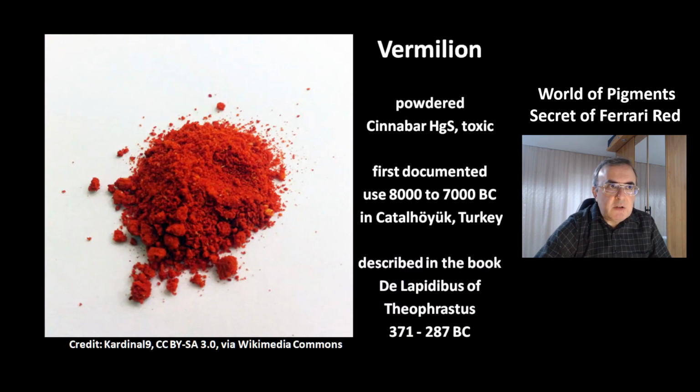This is vermilion. This is powdered cinnabar, mercury sulfide. It's toxic. It was first documented in 8,000 to 7,000 before Christ in Çatalhöyük, which is in Turkey. And it is also described in the book De Lapidibus of Theophrastus from 371 to 287 before Christ.